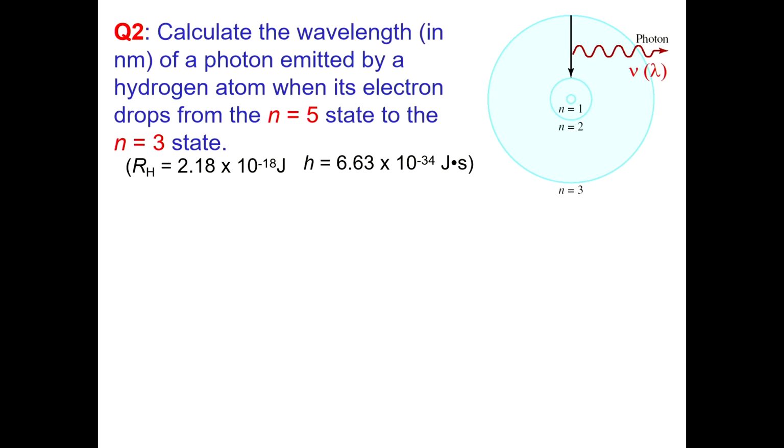Second question. Calculate the wavelength of the photon emitted by a hydrogen atom when its electron drops from the n equals 5 state to the n equals 3 state. And here you see we use these constants. So this means one electron going from one orbital to another, and we take the wavelength.